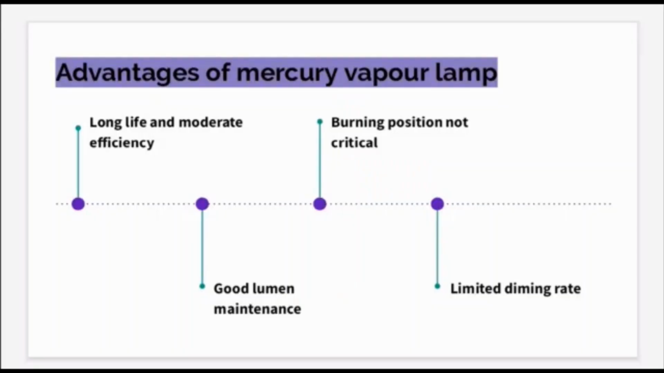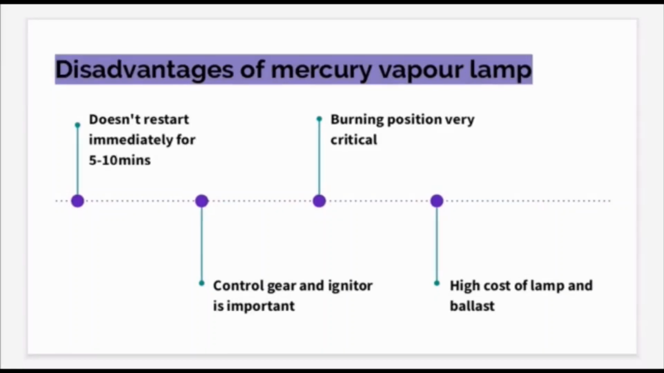The advantages are long life and moderate efficiency, good lumen maintenance, burning position not critical, limited dimming rate. And the disadvantages are that it doesn't restart immediately, control gear and ignition is important, burning position is very critical, high cost of lamp and ballast.